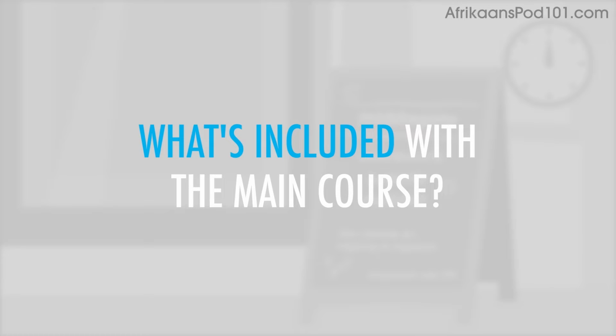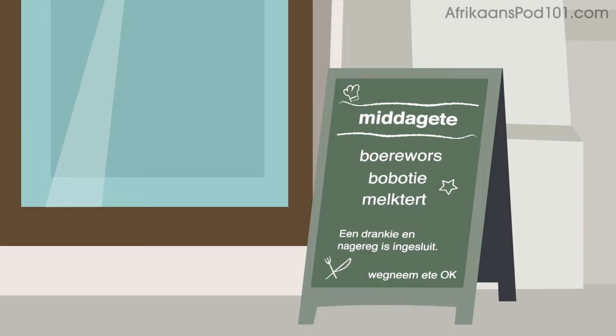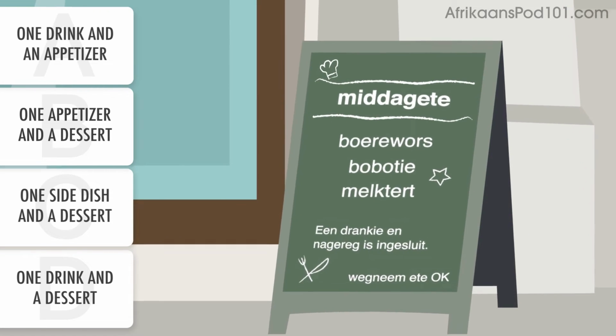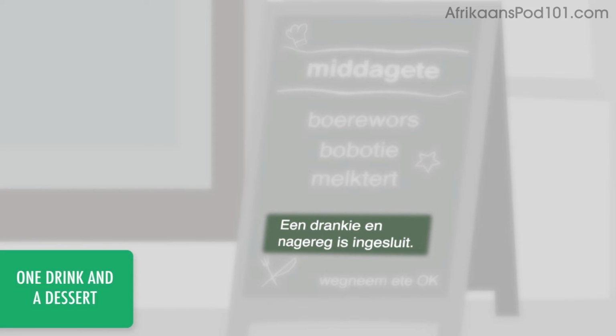What's included with the main course? The sign says 1 drink and a dessert are included. 'Een drankie en nagereg is ingesluit.